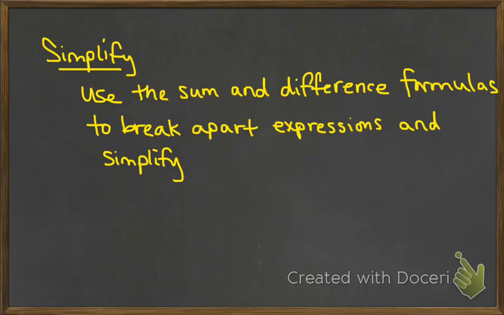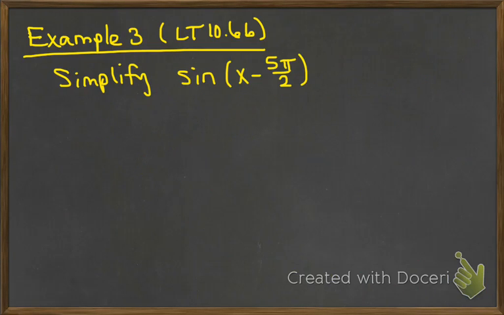So for learning target A, we were evaluating these trig functions. Now we want to be able to simplify them like we've done in the previous couple sections. So we're going to use the sum and difference formulas to break apart the expression and then simplify. It'll have some variables in it, but it'll also have some numbers that will help us evaluate it to make it a simpler problem. So let's look at our first example.